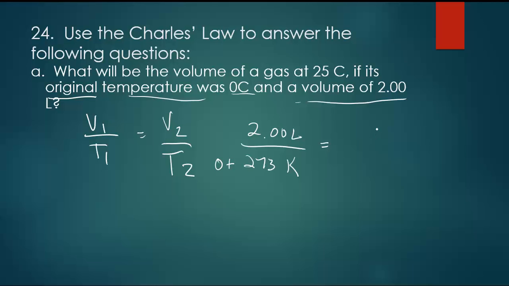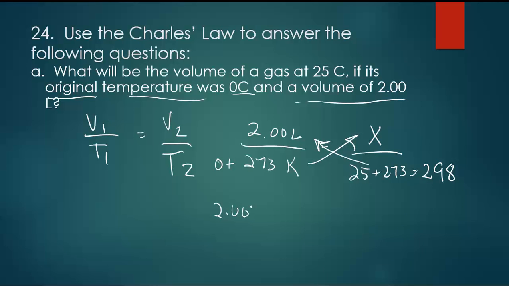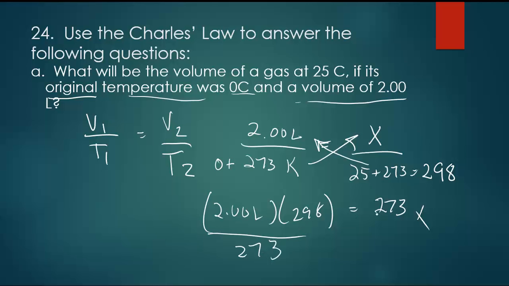Equals. What will be the volume? So volume 2 is X. And temperature 2 is 25 plus 273 is 298. So cross multiply: 2.00 times 298 equals 273x. Then you're going to have to divide by 273.